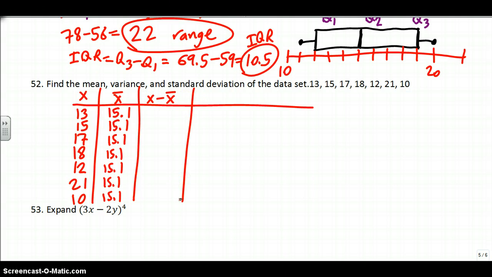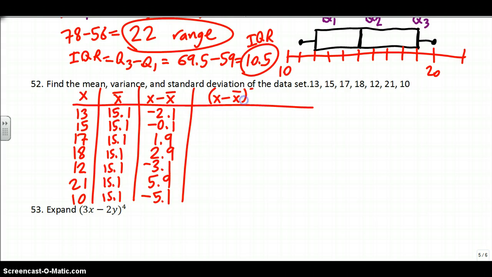So you do 13 minus 15.1, and you get negative 2.1. 15 minus 15.1 is negative 0.1. 17 minus 15.1 is 1.9. 18 minus 15.1 is 2.9. Let's see, 12 minus 15.1 is negative 3.1. 21 minus 15.1 would be 5.9. Yeah, that's right. And then 10 minus 15.1 is, let's see, negative 5.1. Right?